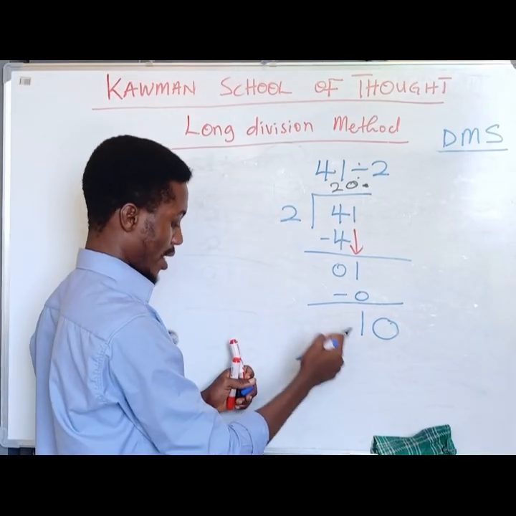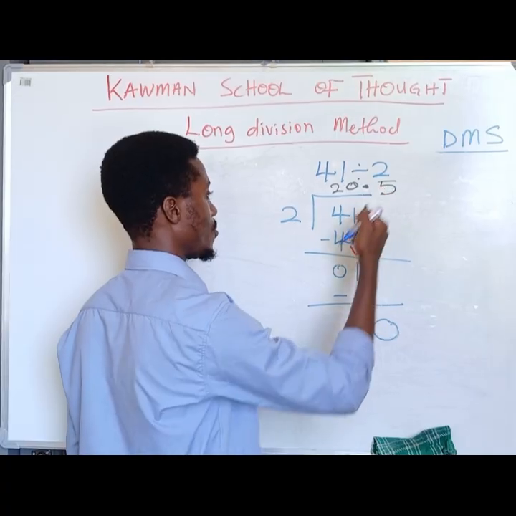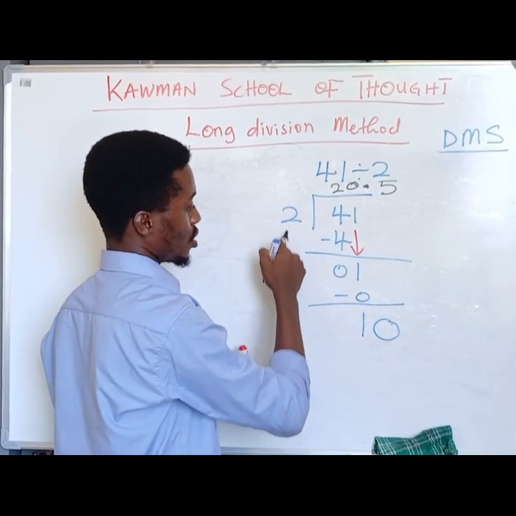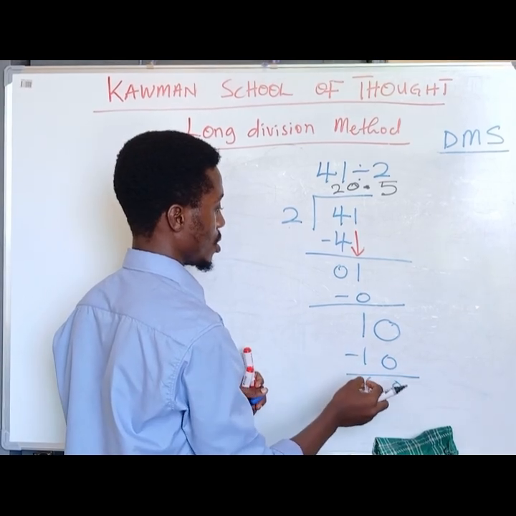So 2 divides 10 how many times? And that is going to be 5 times. Write your 5 beautifully here. Then what do we do next? We multiply. So 5 times the 2 gives us what? 10. And then we subtract and we get 0, 0.